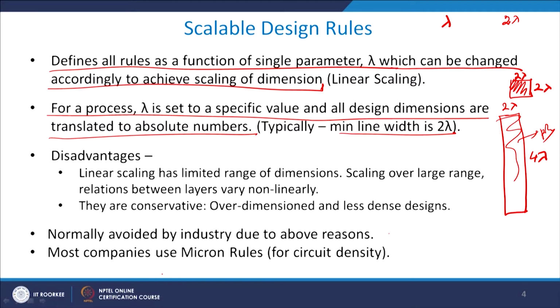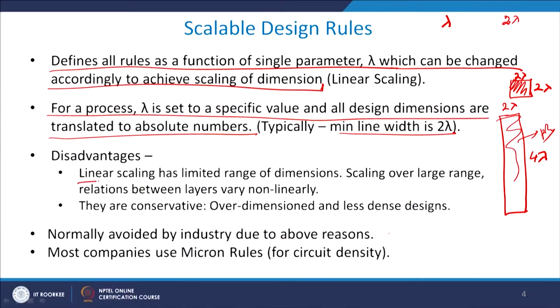So, that is the reason it is scalable. Once your lambda is defined, you just have to put the integer value to change it from a high to a low value, and so on. The advantage is of course that it is scalable, but the disadvantage is that it is not scalable over a very large range of design, because as you can see here, the linear scaling has limited range in dimensions.